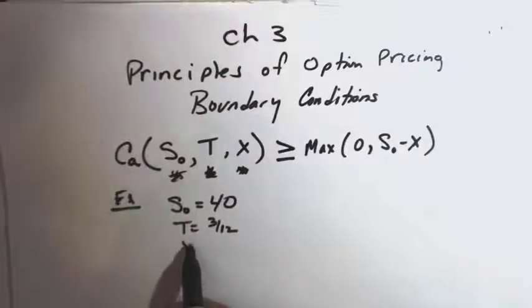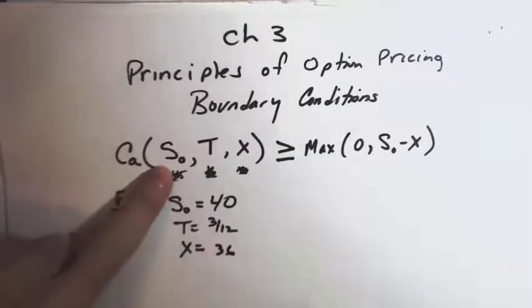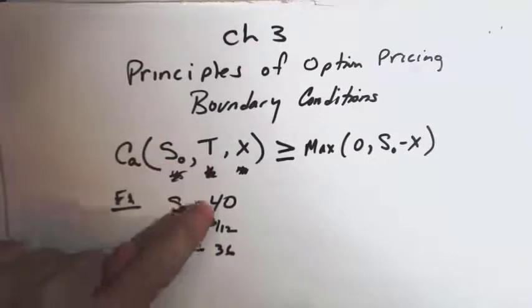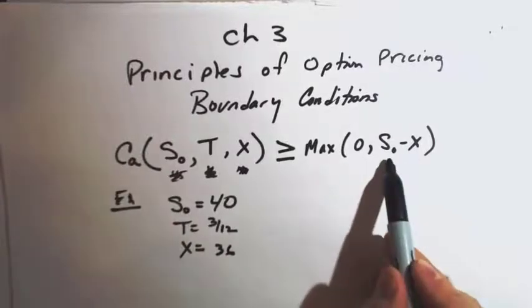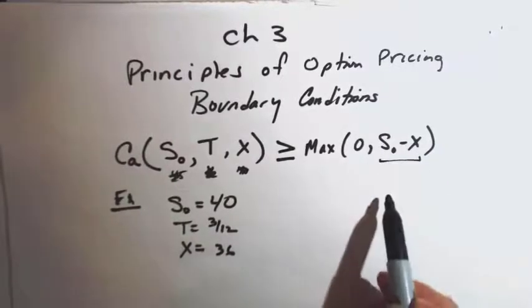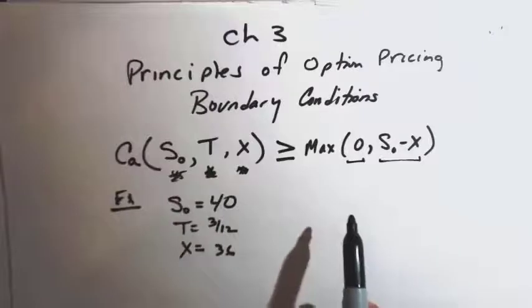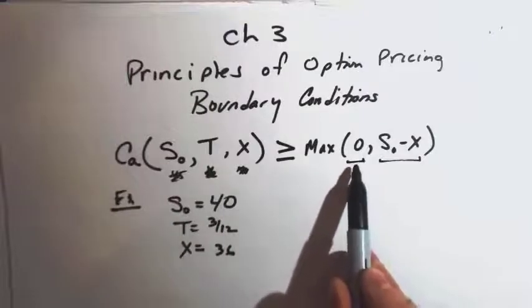And then we have a strike of 36. So notice it's lining right up with here. It's telling you what the stock price is. It's telling you the time. It's telling you the strike. Now, from this information, what is the intrinsic value of the call? What is the call intrinsically worth? So this is what it's intrinsically worth if it's in the money. If it's at or out of the money, this is what it's intrinsically worth.